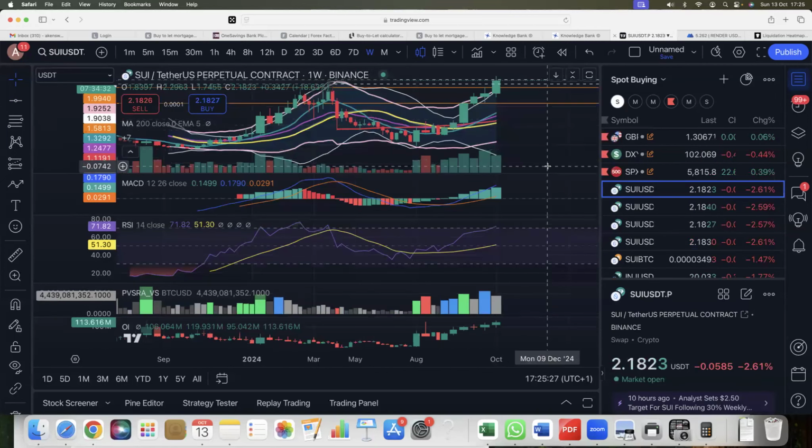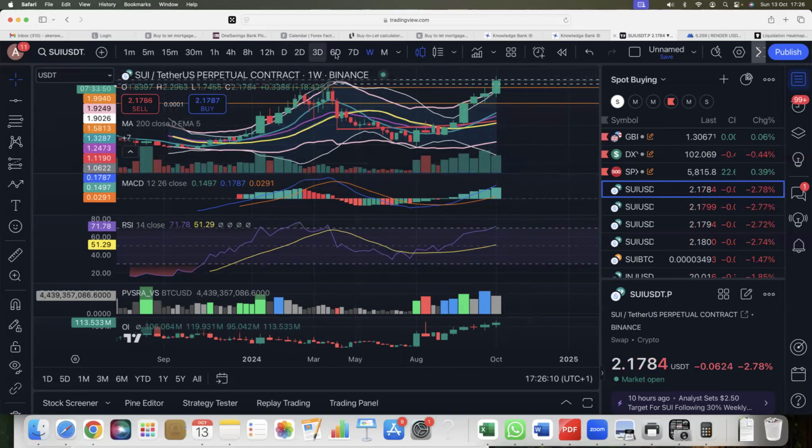SUI's done a very strong move, but again, on the weekly chart, we can see that the volume is tailing off. If you look at the volume here, you can see clearly that it is tailing off. So if this week closes like this, that's not good. Then we're more likely to retrace back into this box here. Somewhere in this box, price will come back before we go up.